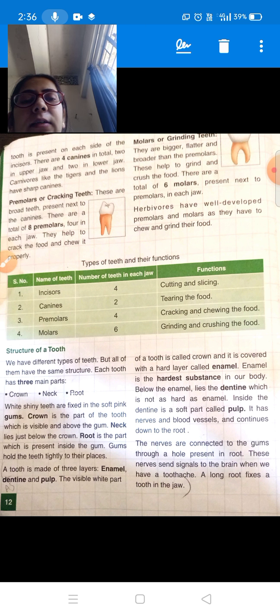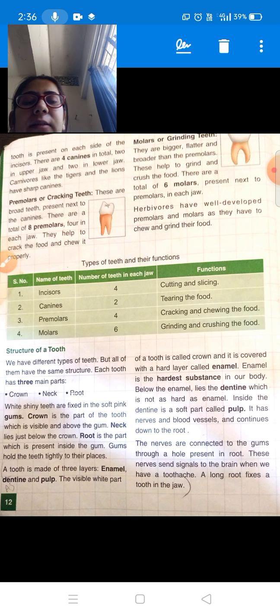A long root fixes the tooth in the jaw, right? The root part of the teeth fixes our teeth in the jaw. In the gums, in the jaw, the teeth are tightly held with the help of the root.